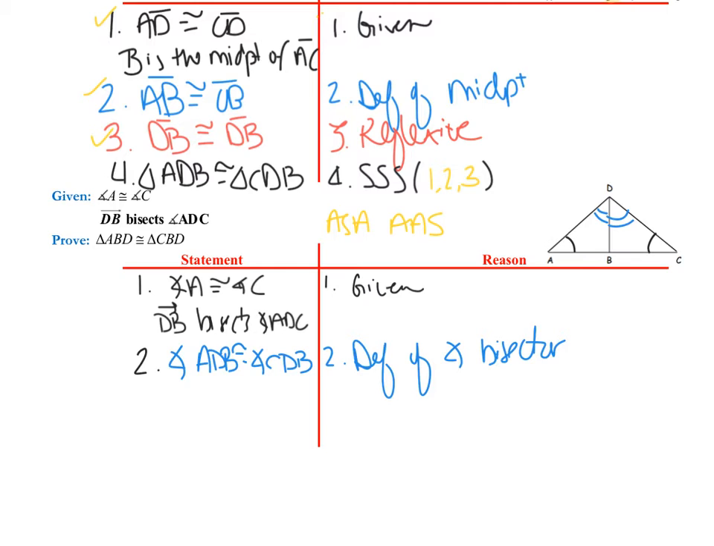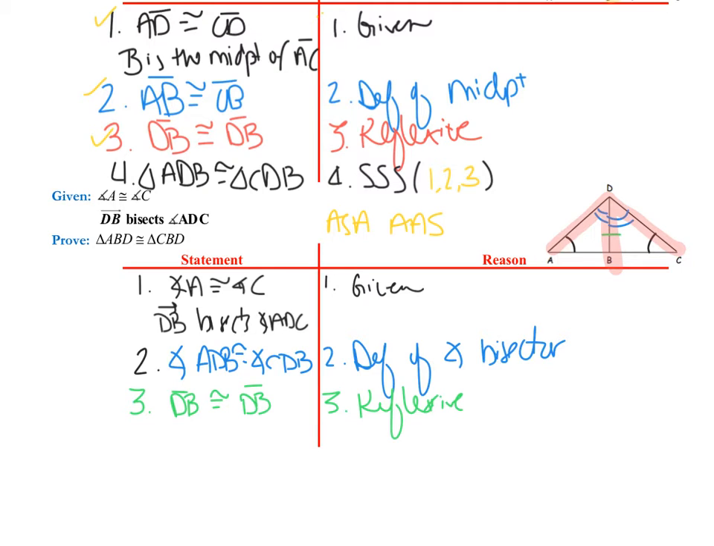Well, what can I still prove? I can prove that DB is congruent to DB by the reflexive property. Remember that if you are working with the same segment or the same angle, you have to prove that it's congruent to itself by the reflexive property. So what do I have now? I have angle, angle, side.